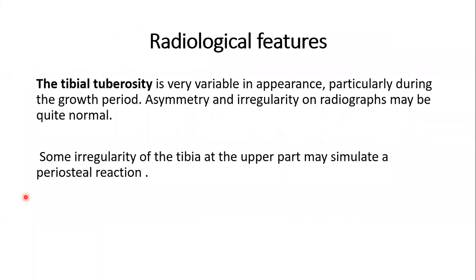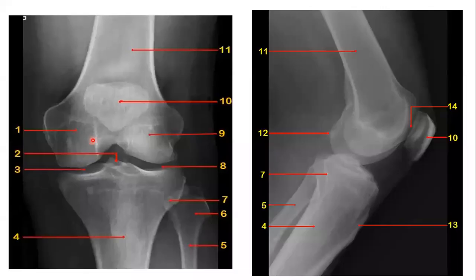Radiological feature: the tibial tuberosity is very variable in appearance, particularly during the growth period. Asymmetry and irregularity on radiographs may be quite normal. Some irregularity of the tibia at the upper end may simulate a periosteal reaction. This X-ray shows the medial and lateral tibial condyles, intercondylar eminence, tibial tuberosity, and proximal tibiofibular joint, head of fibula. This is a sesamoid bone in the knee joint.